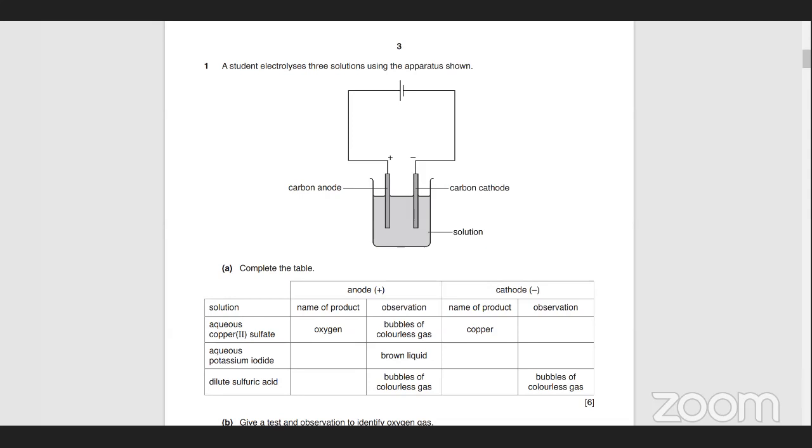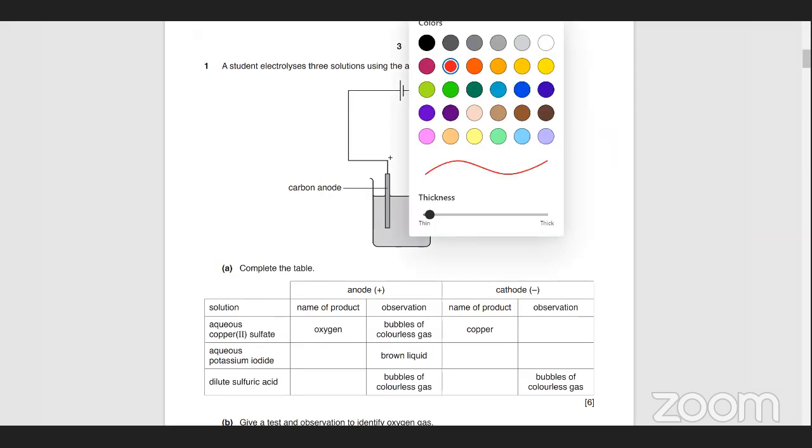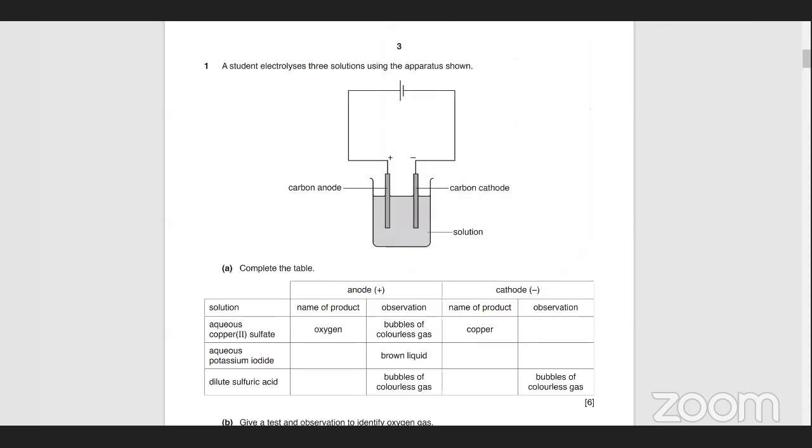A student is doing electrolysis. This is an electrolysis question, and you have cathode and you have your anode. So you have your cathode and you have your anode, and you have to complete the table. So quickly, the first one is given, and you're being asked to tell the observation.